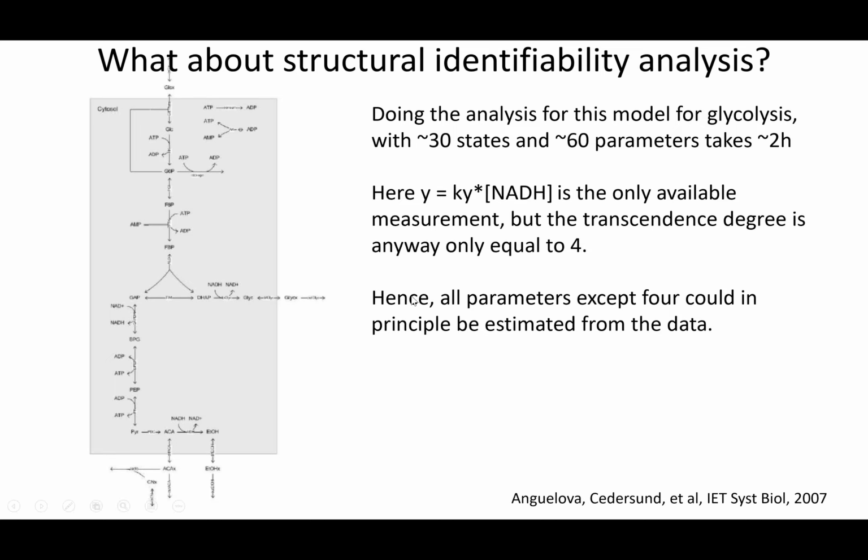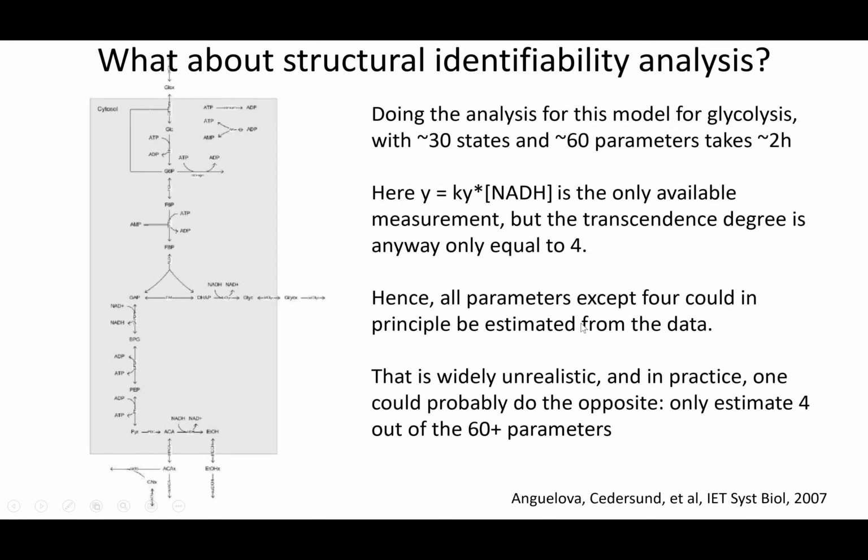However, in practice, if you would do a practical identifiability analysis, you would come to the conclusion that maybe there are 4 parameters that you can identify. So it's like the other way around. Instead of estimating all but 4, there are 4 that you can identify. In other words, the conclusion from structural identifiability analysis is that you have an almost completely solved problem, but in practice you have a widely unidentifiable problem.